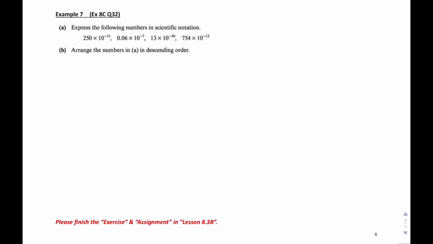The last example is a question from exercise 8C, question 32. Part A, you have to express the following 4 numbers in scientific notation. For each of them, they are not in the correct form. Then let's try. For the first number, you will write 250 as 2.5 times 10 squared. So this is 2.5 times 10 to the power of 2 plus negative 11. This is negative 9.